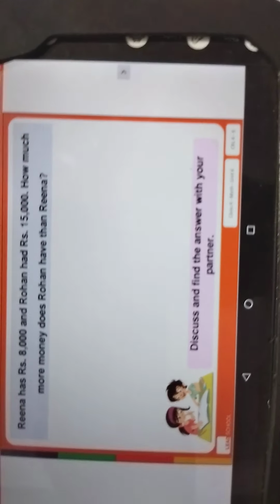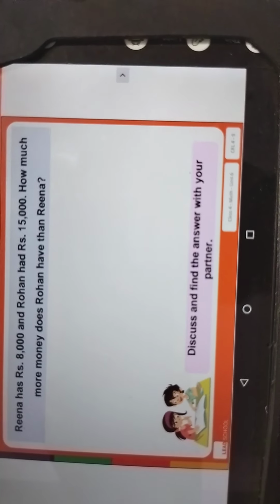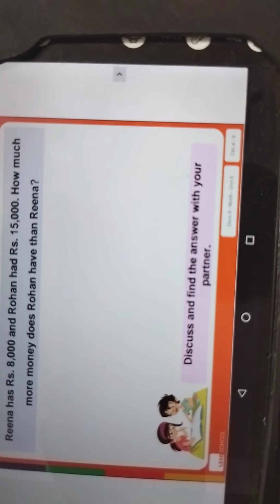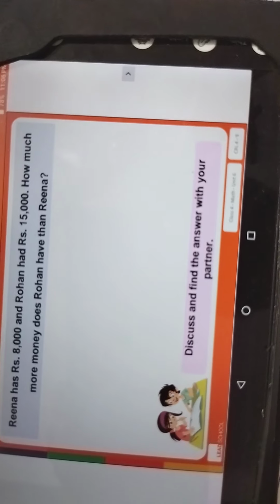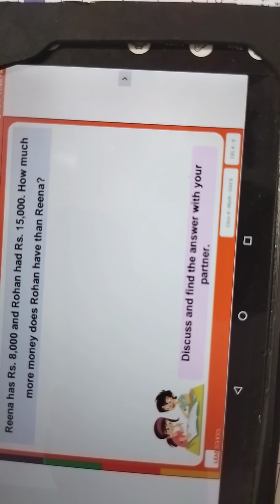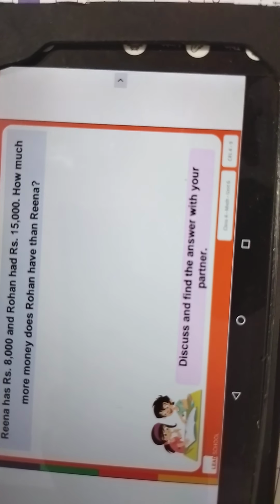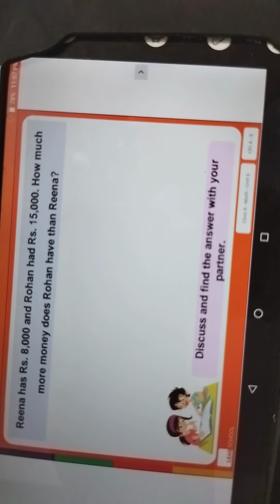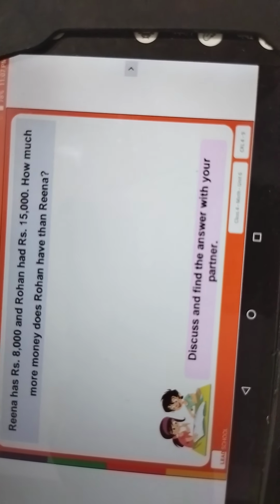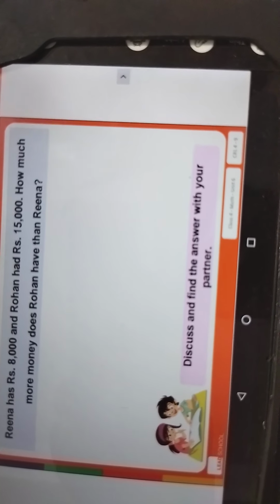So in that, Reena has rupees 8,000 and Rohan has rupees 15,000. How much more money does Rohan have than Reena? Now see, Reena has 8,000 rupees and Rohan has 15,000 rupees.